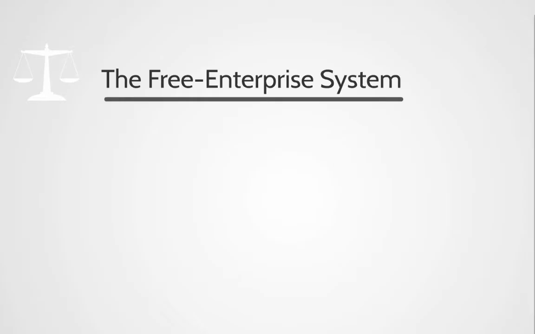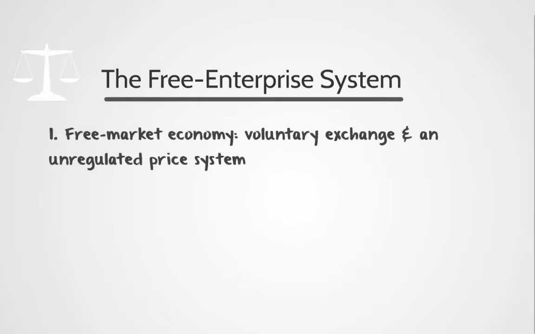The first principle is a free market economy. A free market economy is most notably a system consisting of two important components. The first is voluntary exchange between people who produce something and those who desire to consume what is produced. The key to this trading relationship is that it is freely and voluntarily entered into.